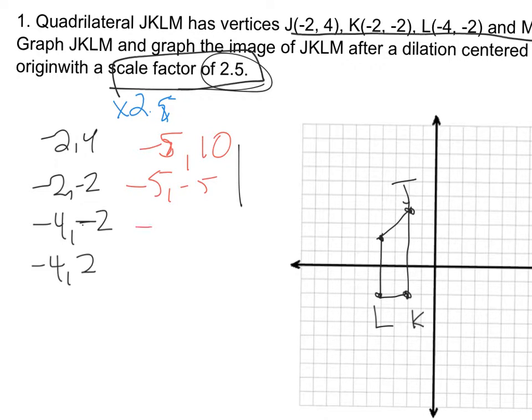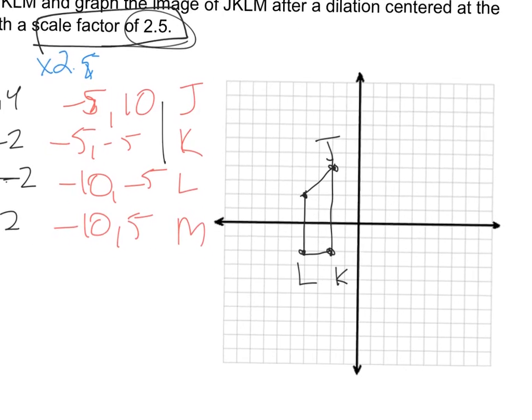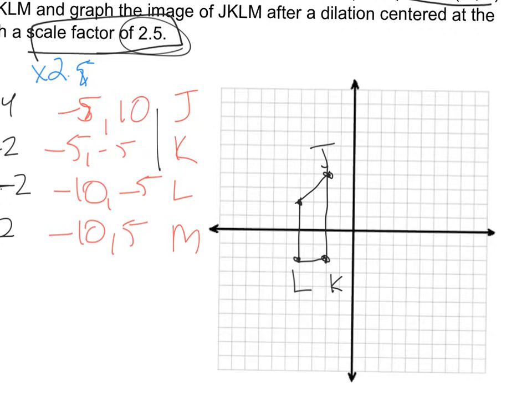This is going to be -10, -5. And this is going to be -10, 5. So these are all your new points, okay? This is your new J, this is your new K, this is your new L, this is your new M. So now when I graph these, it's going to get significantly bigger. So -5, 10, there's my new J. -5, -5, there is my new K.